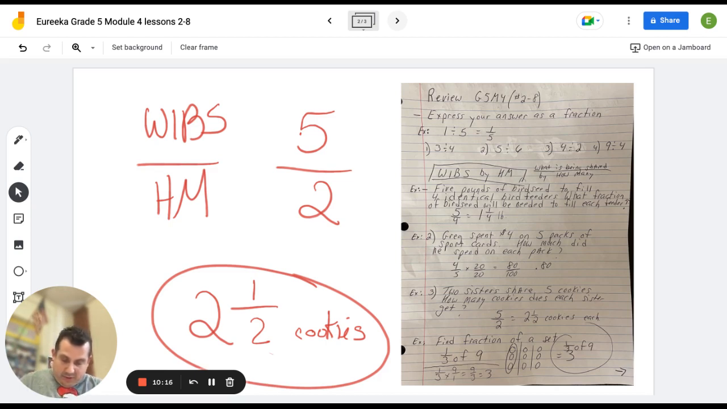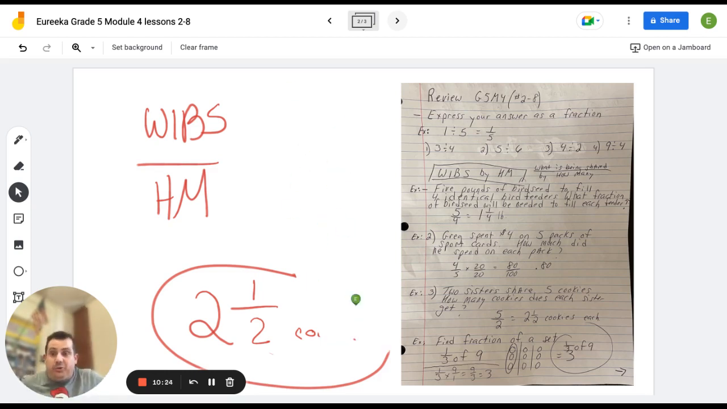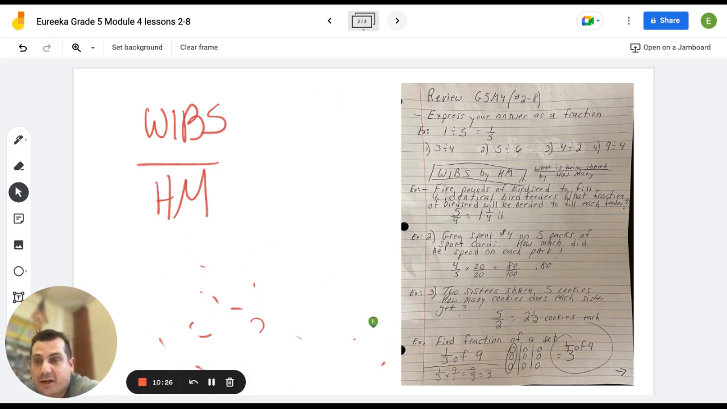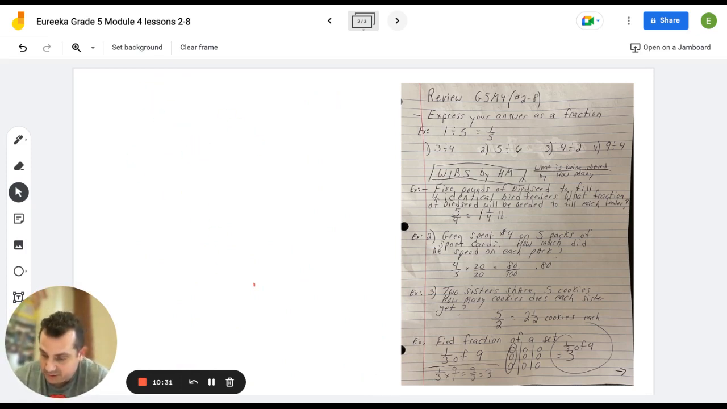Now, look at the last one here. Finding fraction of a set. This one, there's nothing for you to complete. It's just want you to follow along with the example that we have. So let me change colors. It is 1/3. You will see, and this is all the work, I don't have to redo the work over here. You will see it 1/3 of 9. Okay, so I'm circling that right there. 1/3 of 9.